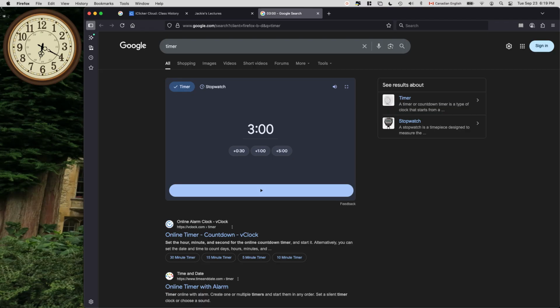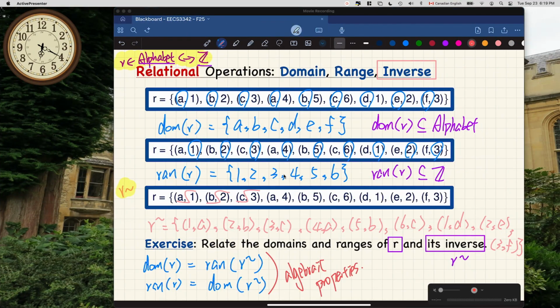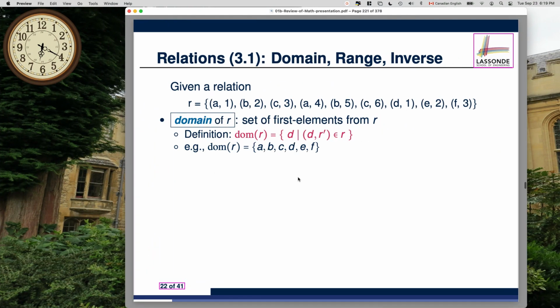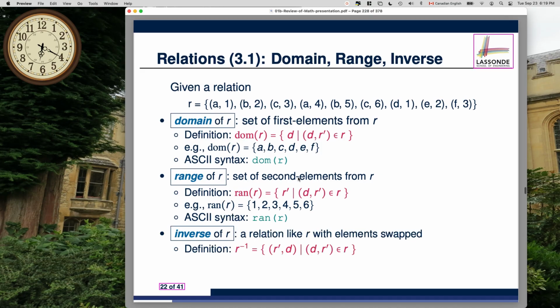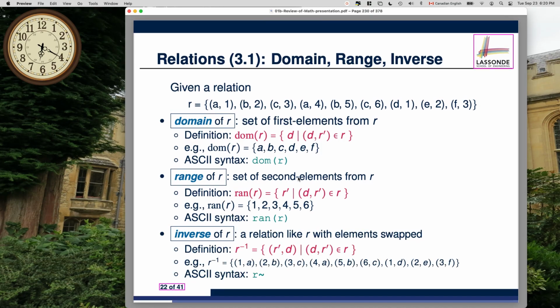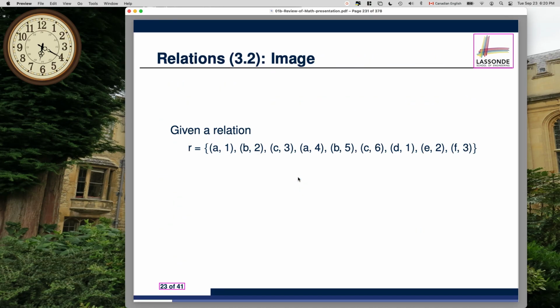All right, so before the break, we covered up to domain, range, and inverse. All right, let's now talk about image. Okay, image is actually also a very useful operation. It's not too difficult. Okay, let's see exactly what it is like.